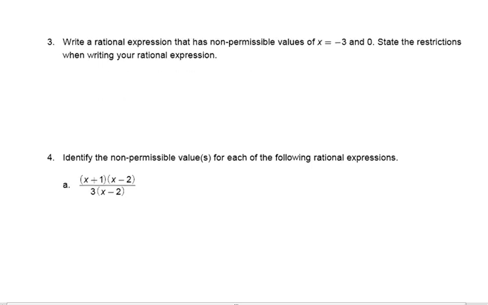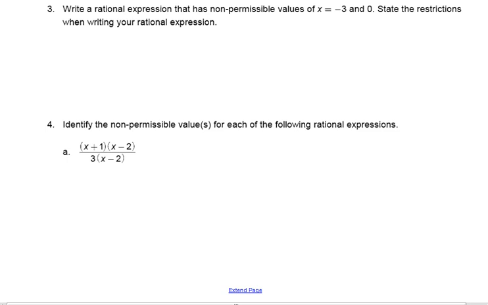So let's try number 4. Identify the non-permissible values. All the ones we don't try, you can try on your own later. I'll put the key on the website. So what are the non-permissible values here? X can't equal 2. Now, there's no variable with the 3, so it wouldn't matter. If it was 3x, then you'd have 0. And we just look at the denominator. Where is there a variable in the denominator? Not the numerator.